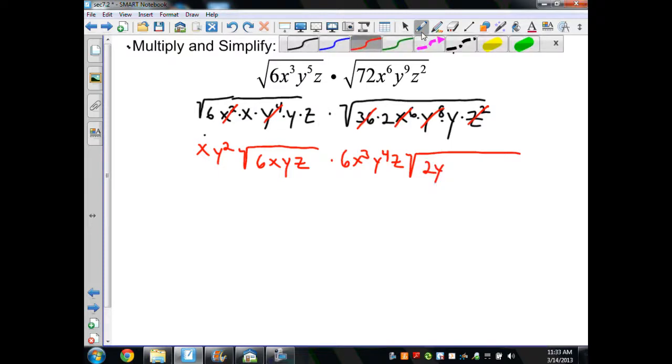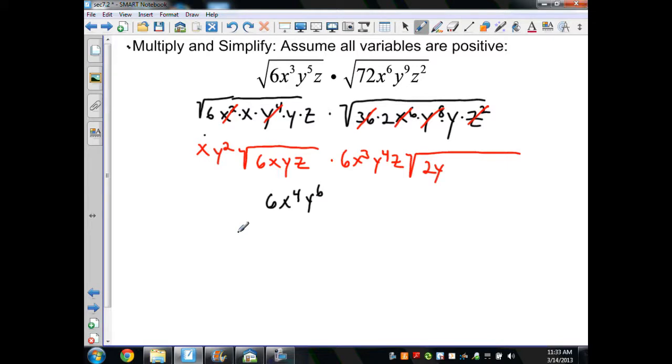Now we can find the product of those two radicals. Again, their indexes are still the same, so I can multiply. That's going to give me 6 times 1 is 6. X times x cubed is x to the 4th. Y squared times y to the 4th is y to the 6th. And z. And on the interior of the radical, 6 times 2 is 12. X. Y times y is y squared. Z.